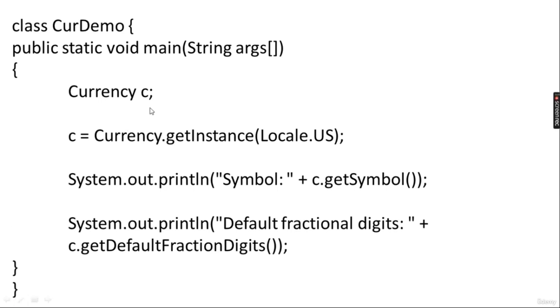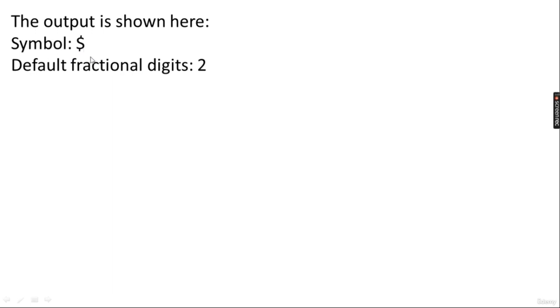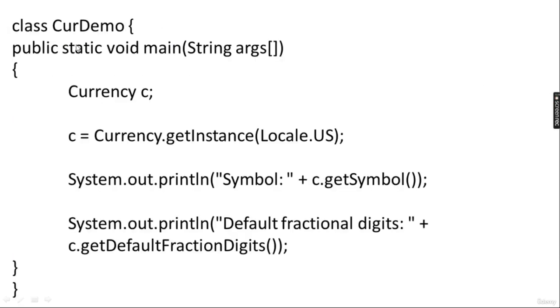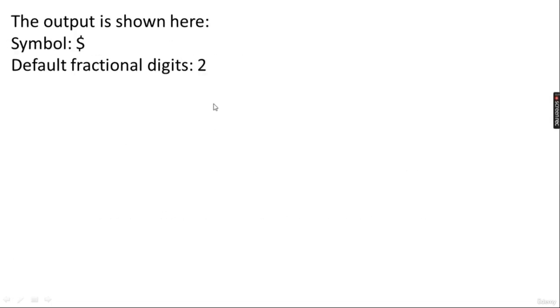Okay. Currency c is equal to Currency.getInstance(Locale.US). Symbol: c.getSymbol. Default fractional digits: c.getDefaultFractionDigits. Output is symbol dollar, and default fractional digits is 2. Okay. The methods defined by Currency. So here in the previous example, Currency.getInstance of Locale.US is c, and its symbol is dollar, so it is displayed here, and default fractional digits are 2.